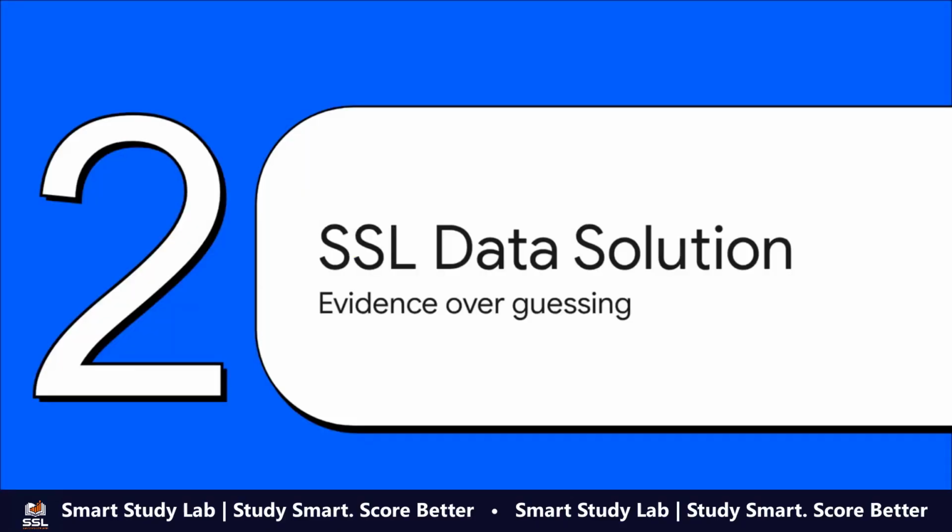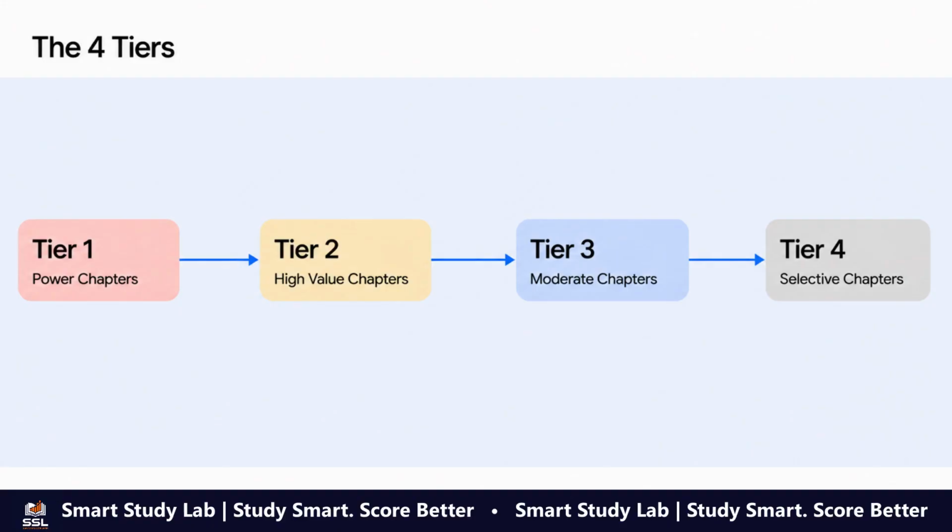Moving to Section 2, the SSL Data Solution. Let's see exactly how we actually pinpoint those high-yield chapters. So, based on all that data, we've organized the entire syllabus into a really simple 4-tier framework. First up, we have Tier 1. These are your power chapters, and they are completely non-negotiable. Next is Tier 2, your high-value chapters with a really strong return on investment. Then comes Tier 3, which are moderate chapters that you'll tackle only after the first 2 tiers are secure. And finally, Tier 4, the selective chapters that require just the bare minimum of your time. This framework is going to tell you exactly how much study energy each chapter actually deserves.